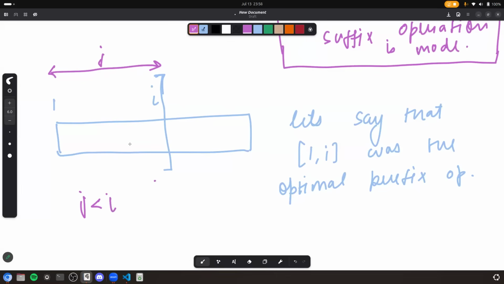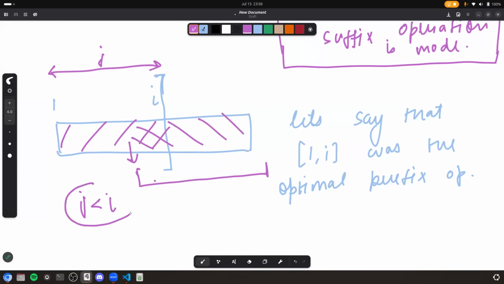Let's say, for example, here. And if we perform the suffix operation, then this much array would be marked. And since we already had marked this array, and in the next operation we mark this array, then the whole array would be marked. So we can select any j less than i, or what we could have done is select j as i plus 1.